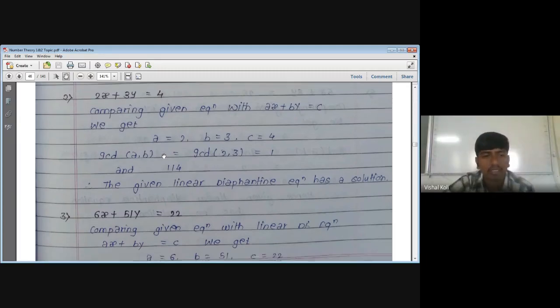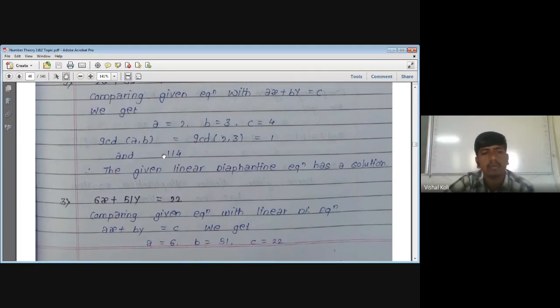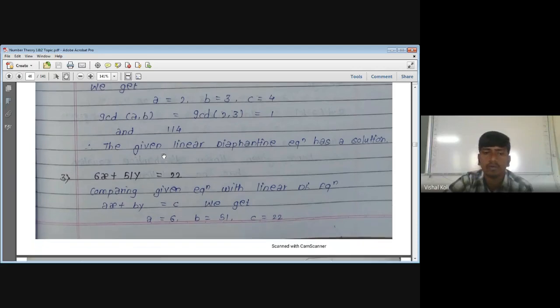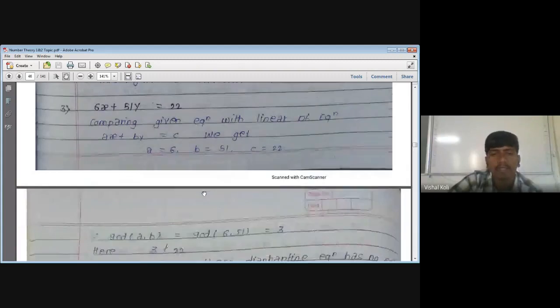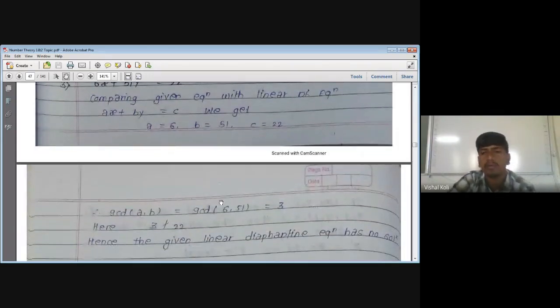Now let us check the third one, that is 6x plus 51y equal to 22. Again we compare this with ax plus by equal to c, which is our original linear Diophantine equation. From this, a is 6, b is 51, and c is 22. If we find the GCD of 6 and 51, it is 3. Therefore, GCD of 6 comma 51 is equal to 3, and 3 does not divide 22.